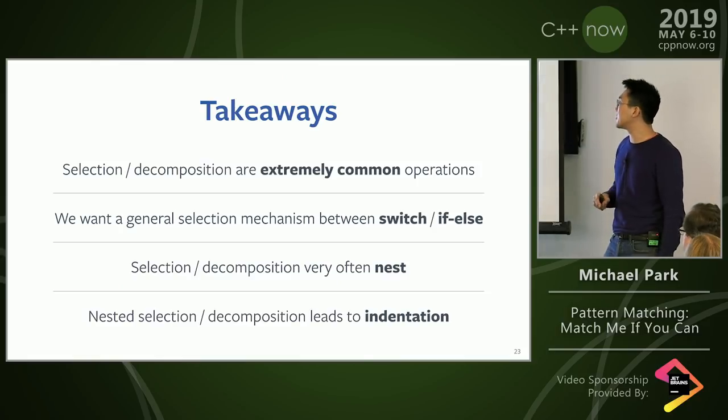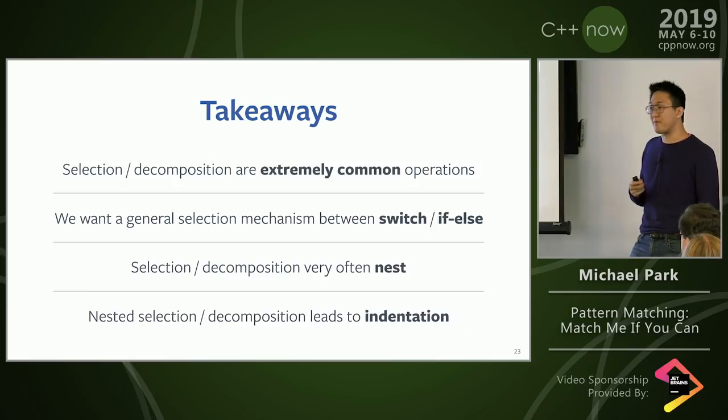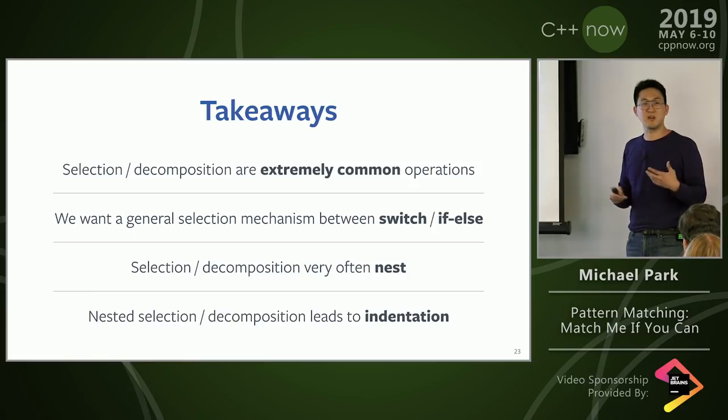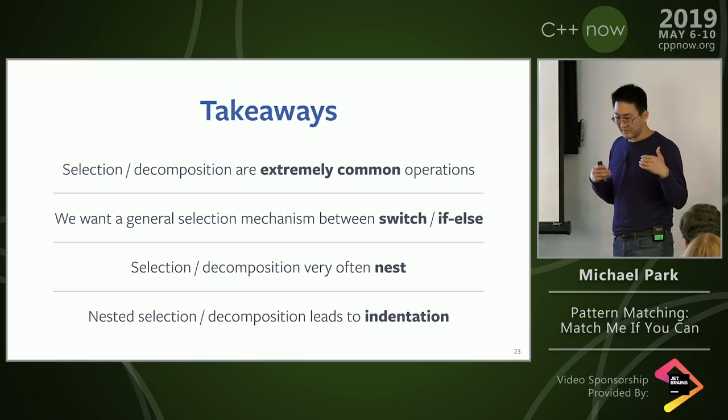is that selection and decomposition are extremely common operations. We want a general selection mechanism between switch and if else. Selection and decomposition very often nest, and nested selection and decomposition leads to indentation, which I generally like to take the level of indentation as kind of a level of program complexity.